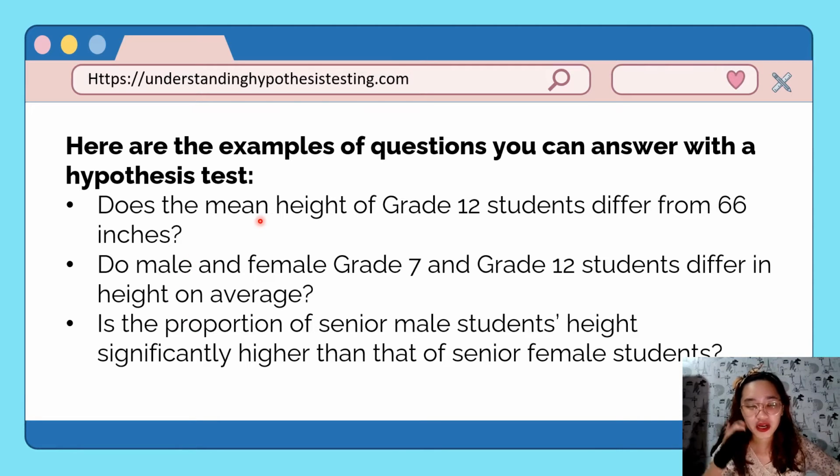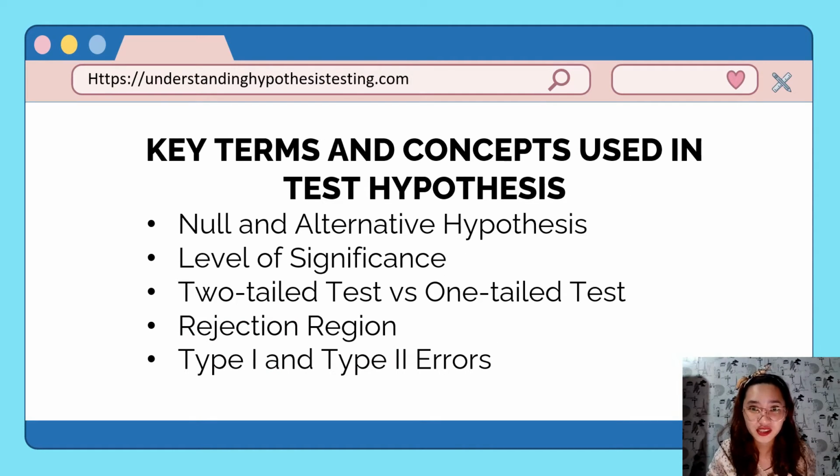So, una, ang parameter natin dito is mean. Ayan, so mean po ang gamit. Gayon din dito sa second question, average, which is mean as well. And dito naman sa ating last na question, ang ating parameter naman ay proportion. Ayan. Hypothesis testing is a process. Kaya may mga kailangan muna tayong pag-aralan ng mga key terms and concepts na ginagamit natin sa hypothesis testing.